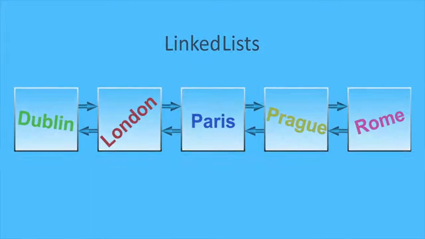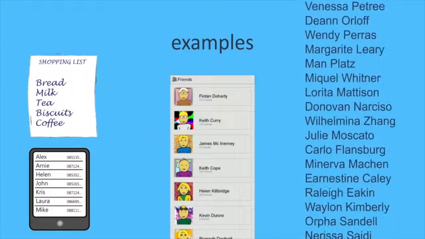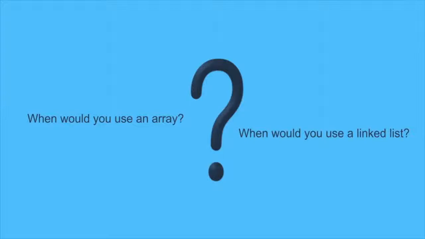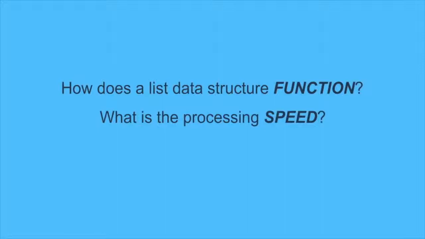Examples of lists in real life might include a shopping list, your contact list in your phone, a list of Facebook friends, or a list of 5,000 students enrolled in a college. One of the common questions asked by programmers is, when would you use an array versus when would you use a linked list? To answer this, we need to understand three basic things. One, how a list data structure functions. Two, its processing speed. And three, how well it uses memory.